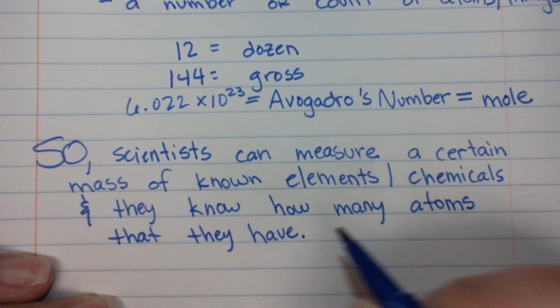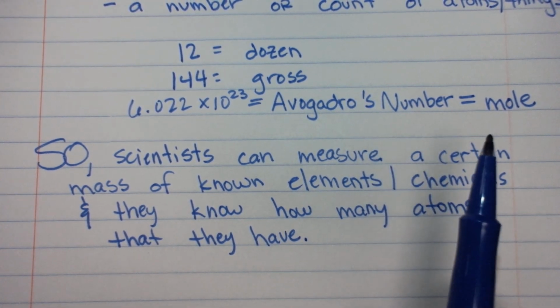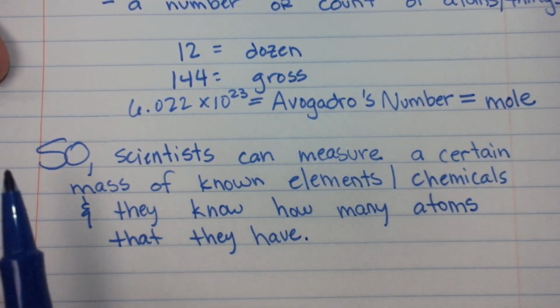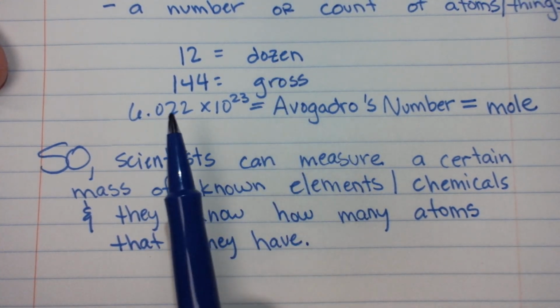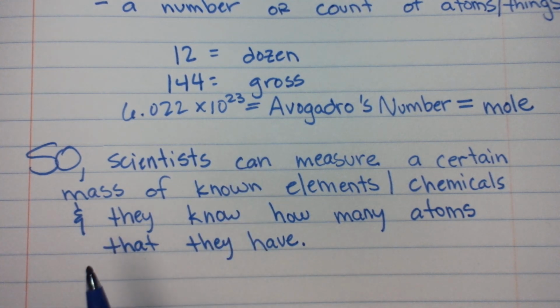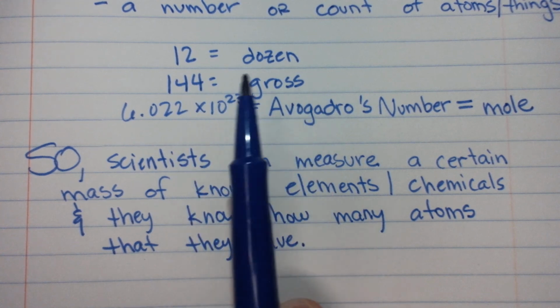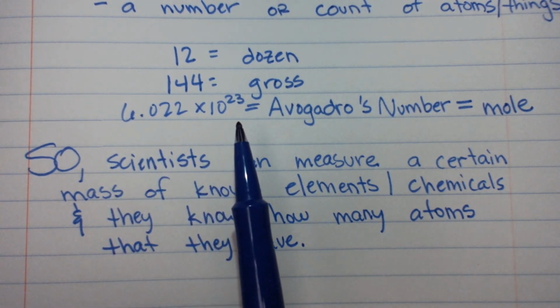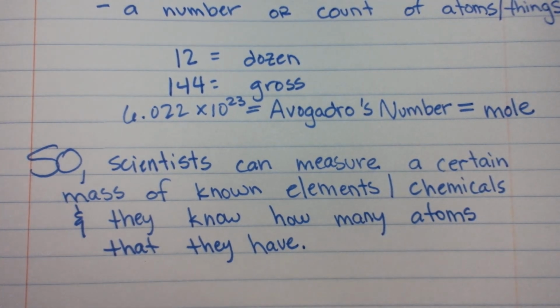Okay, so today we're just kind of introducing this word. We're going to come back and use it a whole bunch of times later on in the year. But the idea that you understand Avogadro's number is a count. It is an amount of things, most of the time atoms, compounds. Okay, 12 is a dozen, 144 is a gross, 6.022 times 10 to the 23 is a mole, is Avogadro's number. So it's a number of something, a count, right? That's the big takeaway from this.